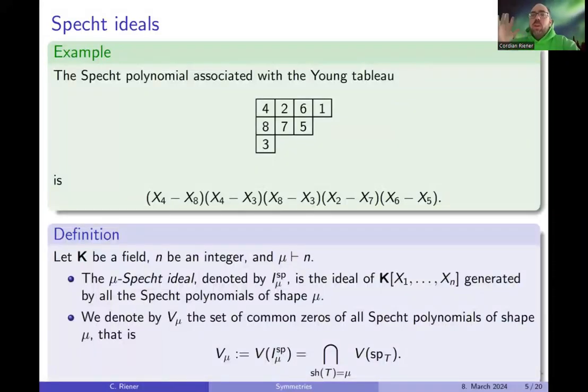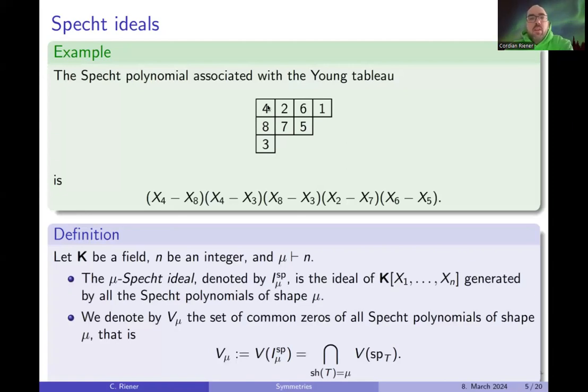So this connects to the fourth lecture, where we were talking about the representation theory of the symmetric group a bit. One can show that all irreducible representations of the symmetric group can be built with these Young tableaux. But that's not the point. The main point now is commutative algebra. Let's look at those polynomials and at the ideal they generate.